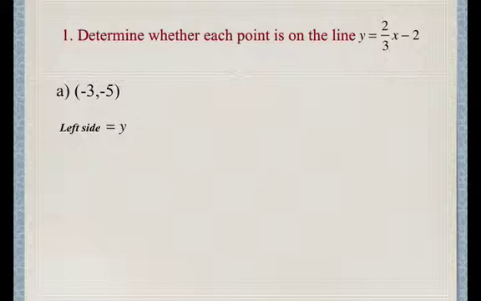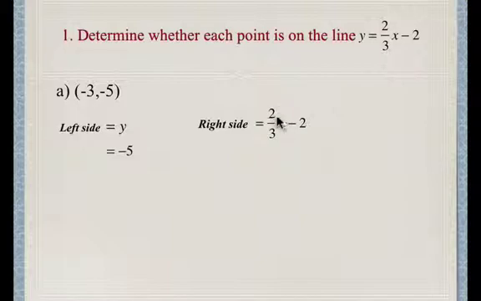Going back to our coordinates, remember that the first term is the x-coordinate, the second term is the y-coordinate. So our y-coordinate is equal to -5 because it's the second number in the ordered pair. Now, if we look at the right side of our equation, the right side is 2/3 x minus 2 from up here.